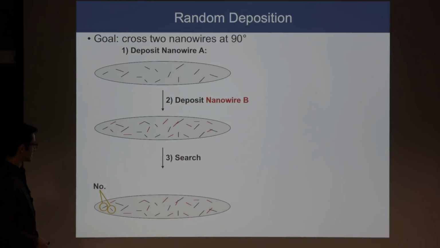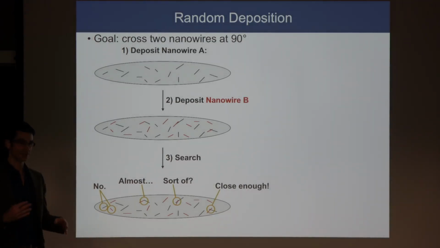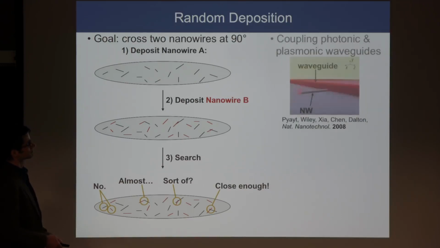And this is no, we don't have it here. Almost, because they're kind of touching at the end. Sort of, they're not at 90 degrees, although there is some overlap. And then this one, we finally say close enough, because what are the odds that you'll find two that are exactly crossing at 90 degrees?